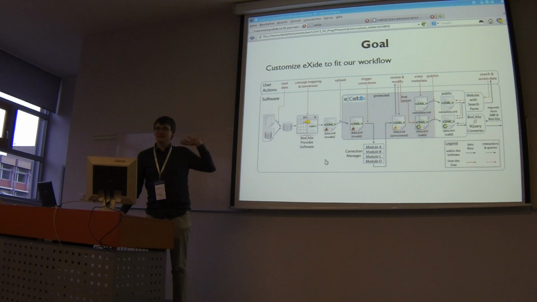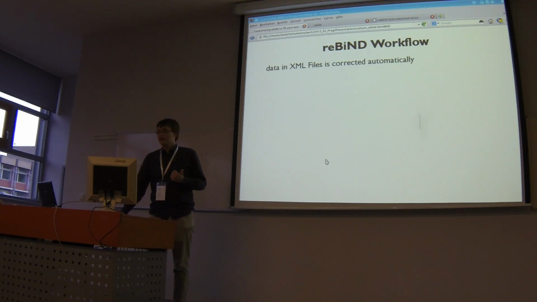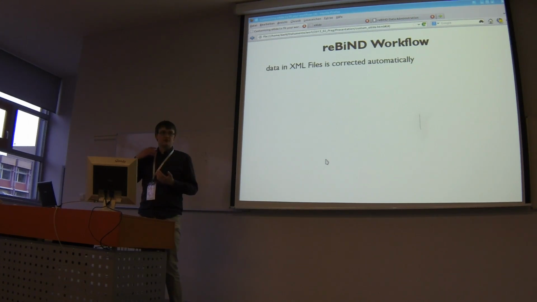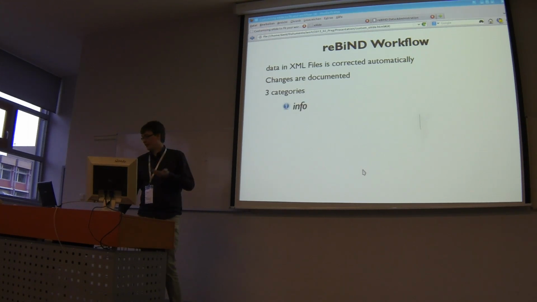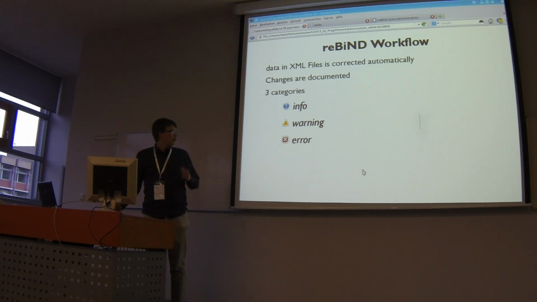So this was the graphic I explained in the last talk. I'm not going to get into the details, just the main points. We have some data in XML files, and the data is corrected automatically. The software documents all the changes it makes to the XML files, and each change belongs to one of three categories. Either it's an info, if the software did something and just wants to tell the user, here, I changed something, or a warning if the software is not sure whether this was correct or not, or an error if something cannot be automatically fixed.